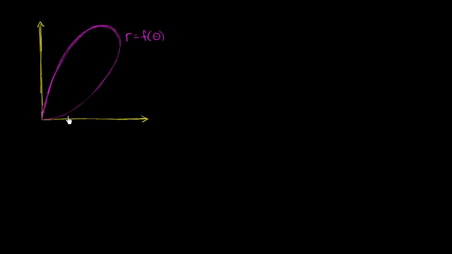What I want to do in this video is come up with the formula for the arc length of a curve that's defined in polar coordinates. So if this curve right over here is r is equal to f of theta, how do we figure out the length of this curve between two thetas? Say between theta is equal to 0 radians and say pi over 2 radians, but between any two bounds for our theta.